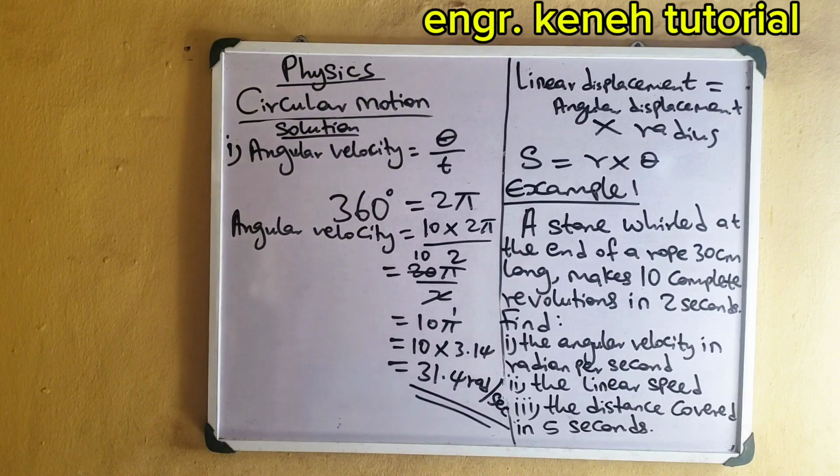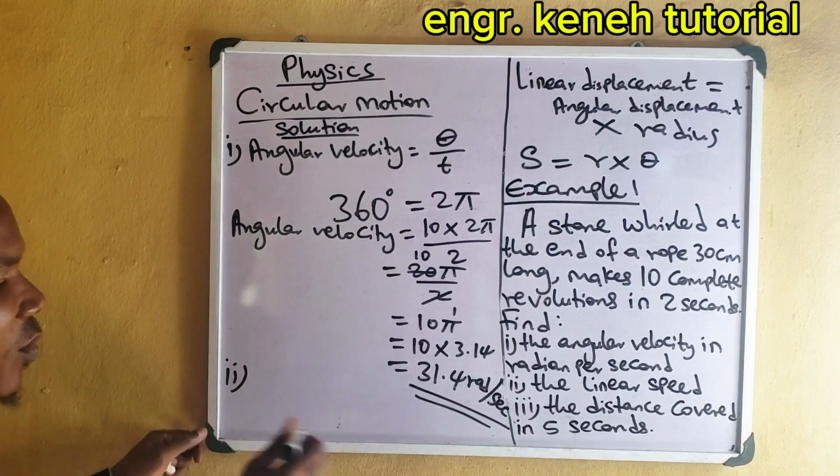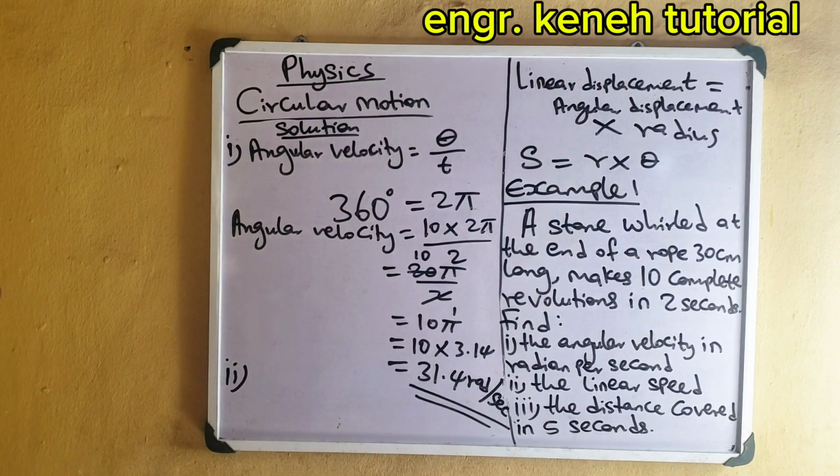All right. Next one we move. We solve part two. It says what? You should find the linear speed.